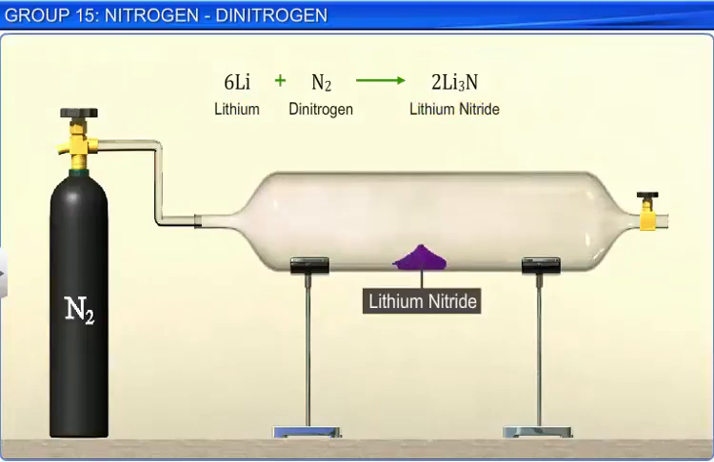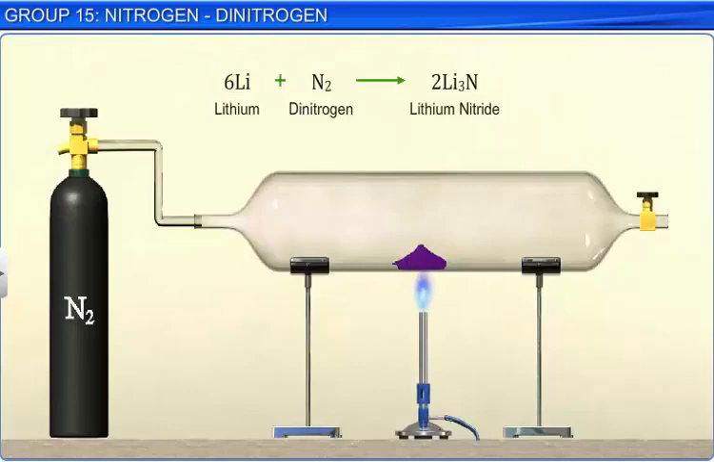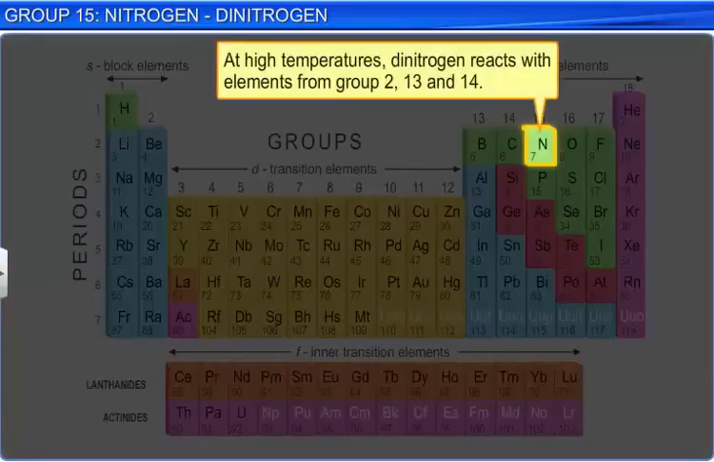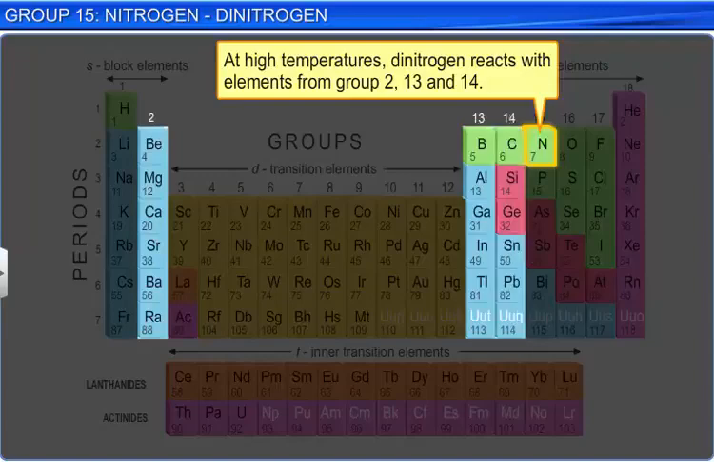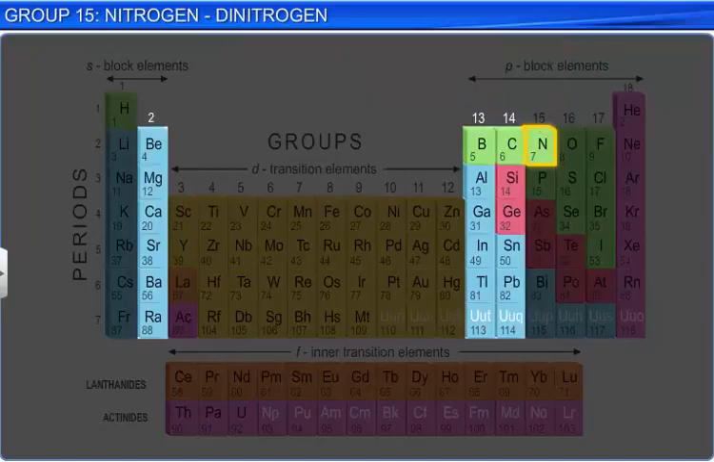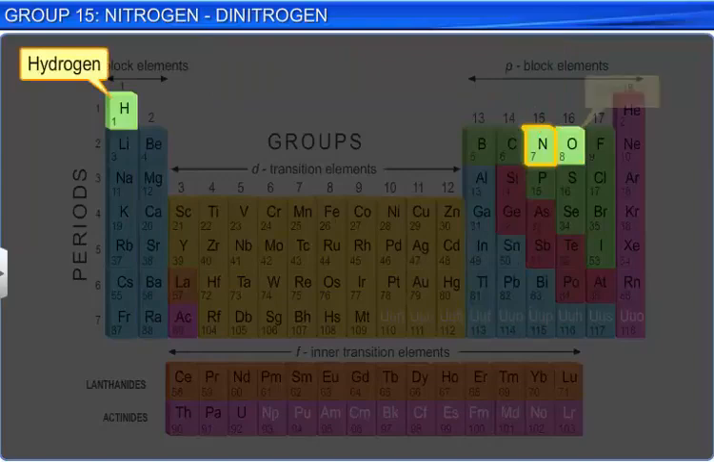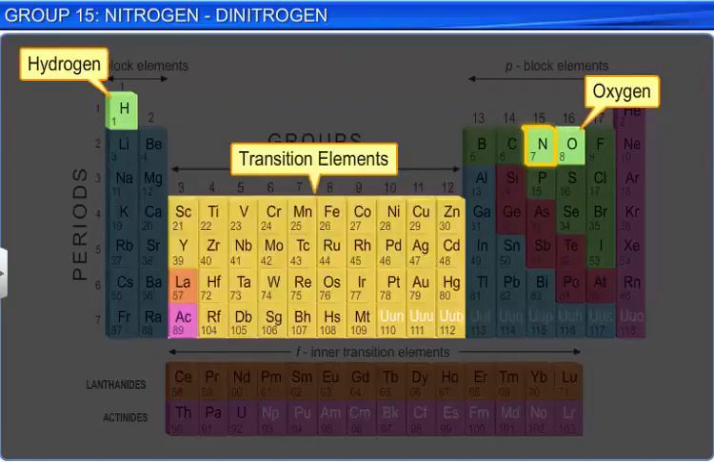The reactivity of dinitrogen with lithium at room temperature is attributed to the highly active lithium. However, the reactivity of dinitrogen increases at higher temperatures. At high temperatures, dinitrogen reacts with elements from group 2, 13 and 14. It also reacts with hydrogen, oxygen and certain transition elements.